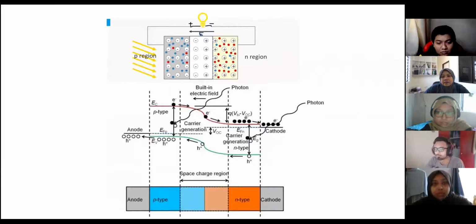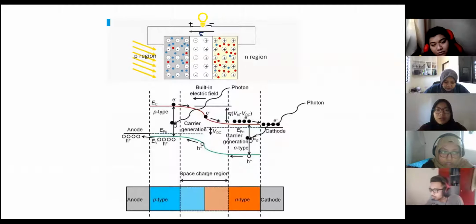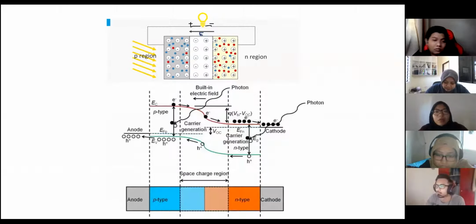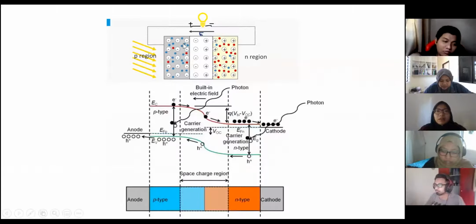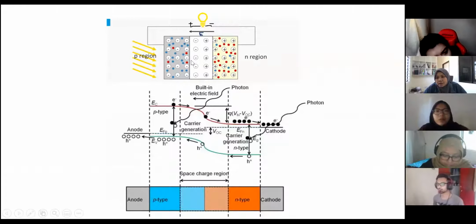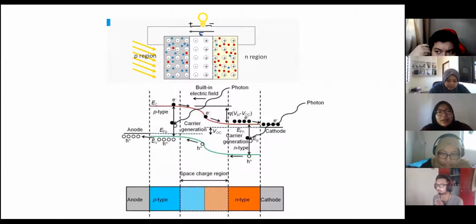Assalamualaikum warahmatullahi wabarakatuh. So last week I explained the physical solar cell structurally. Now I'm going to explain based on the energy band diagram. I want to make it simple. Firstly, as we know, a solar cell is made of p and n doped semiconductor materials.